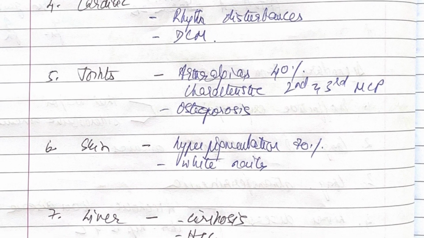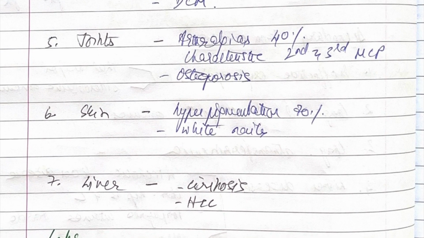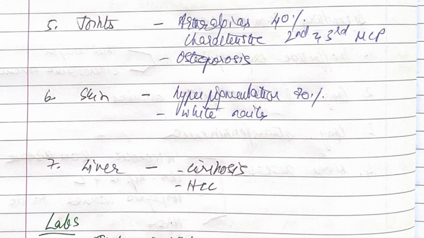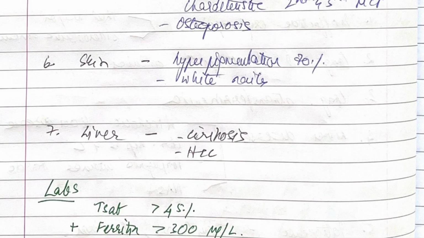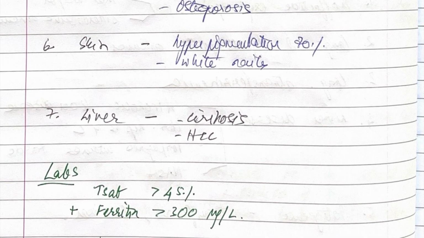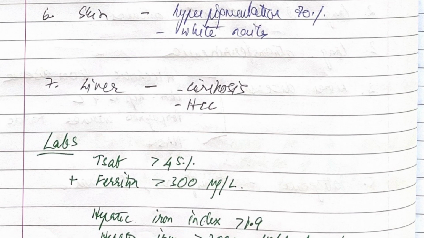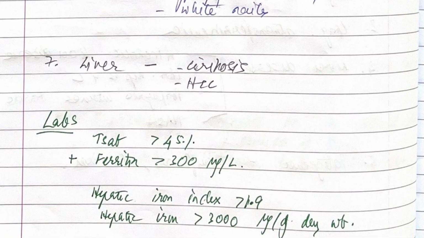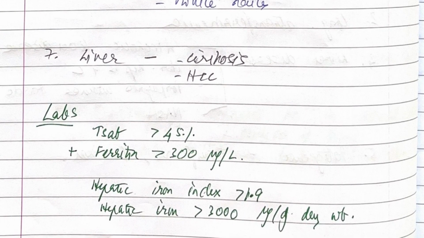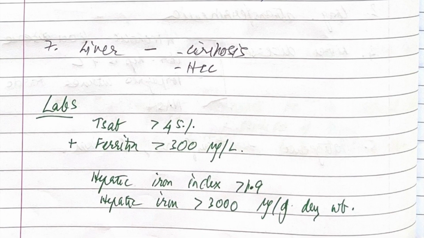Cardiac abnormalities include rhythm abnormalities and DCM. Joints, 40% have arthralgias, and the characteristic feature is the second and third metacarpal joint getting affected. Osteoporosis would be there. Skin abnormalities include hyperpigmentation in 70%, that's why it's called bronze diabetes. White nails. Then we have liver abnormalities. There could be just a hepatomegaly, there could be cirrhosis and hepatocellular carcinoma.